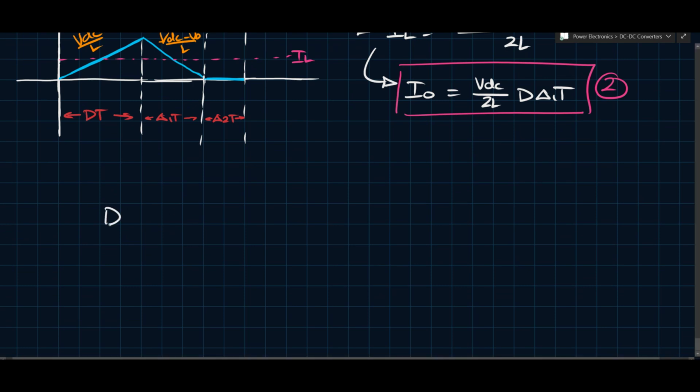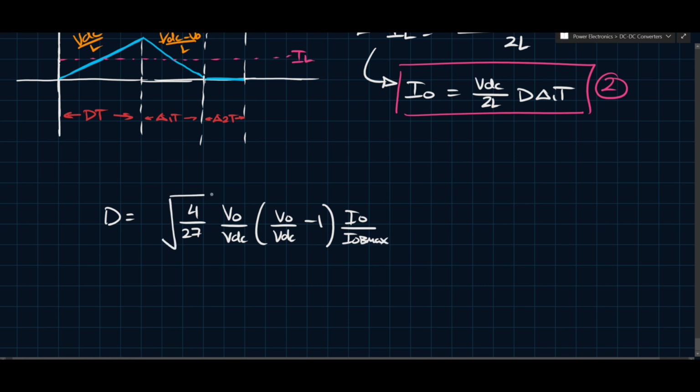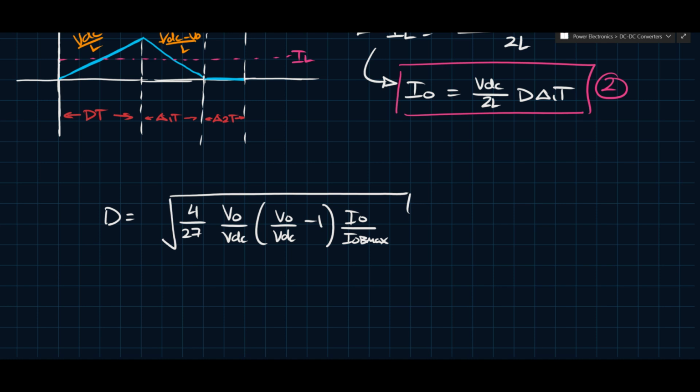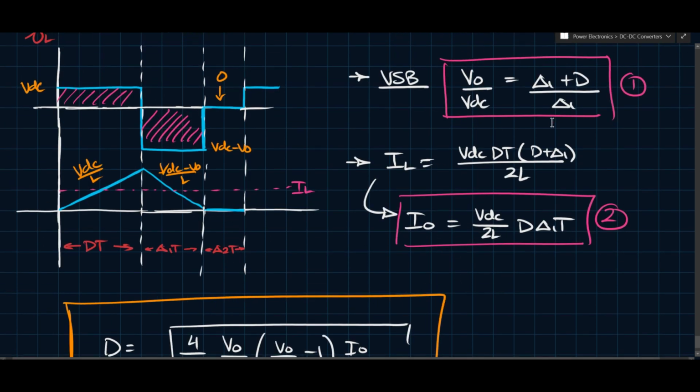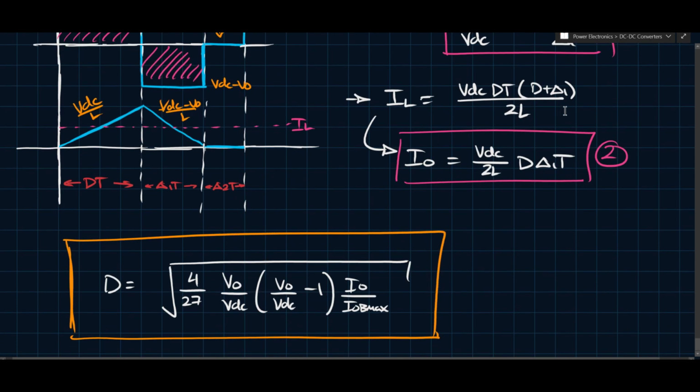But the end result that is important to us is that D is equal to the square root of 4 over 27 times VO over VDC times (VO over VDC minus 1) times IO over IOB max. And you're going to say, why is this written in terms of D? Because I thought we were supposed to be talking about conversion ratio. And we are. But you can determine this delta in a fairly straightforward manner once you have all this understood.